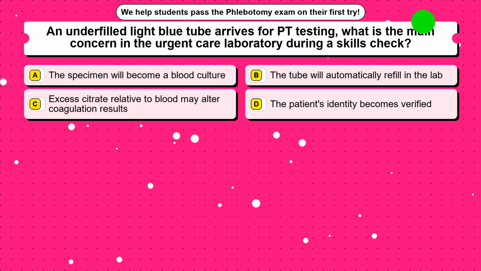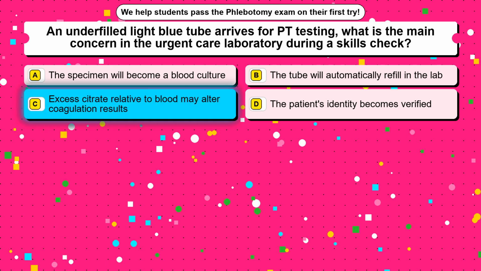Question 78. An underfilled light blue tube arrives for patient testing. What is the main concern in the urgent care laboratory during a skills check? Option A. The specimen will become a blood culture. Option B. The tube will automatically refill in the lab. Option C. Excess citrate relative to blood may alter coagulation results. Option D. The patient's identity becomes verified. The correct answer is option C.